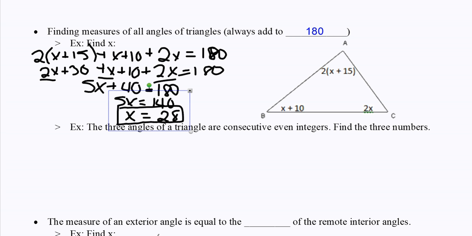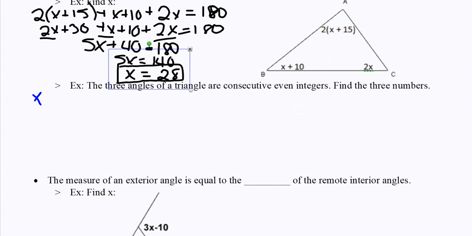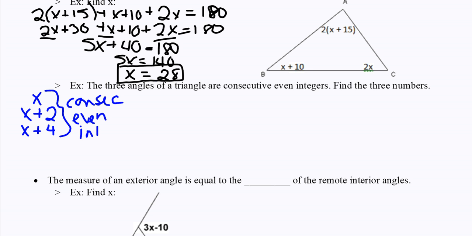We must forge ahead. So next problem, 3 angles of a triangle are consecutive even integers. We should remember that from a previous video. Consecutive even integers we know count up by 2's. So if x is my first integer, then the next even integer is going to be x plus 2, and the next one after that is going to be x plus 4. So here are my consecutive even integers.